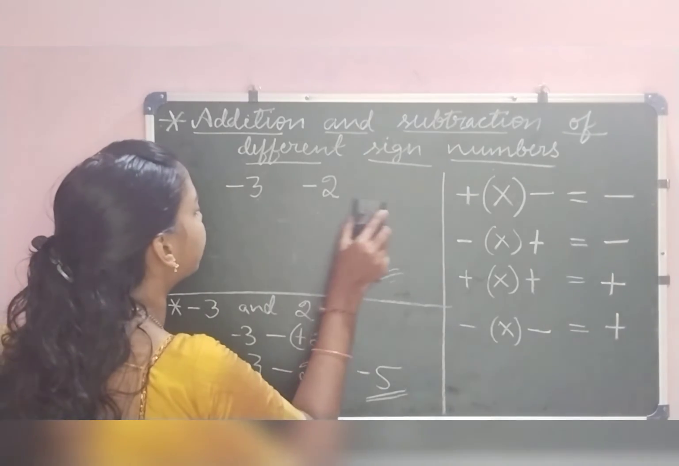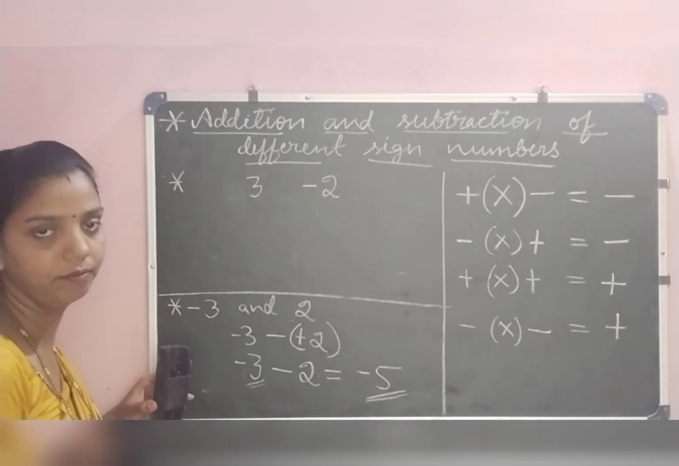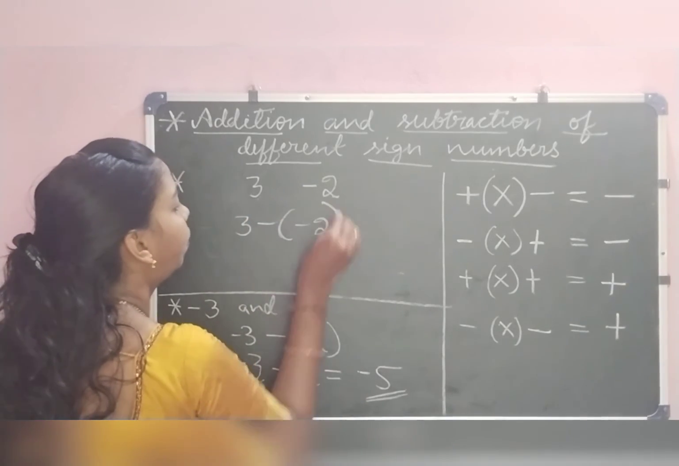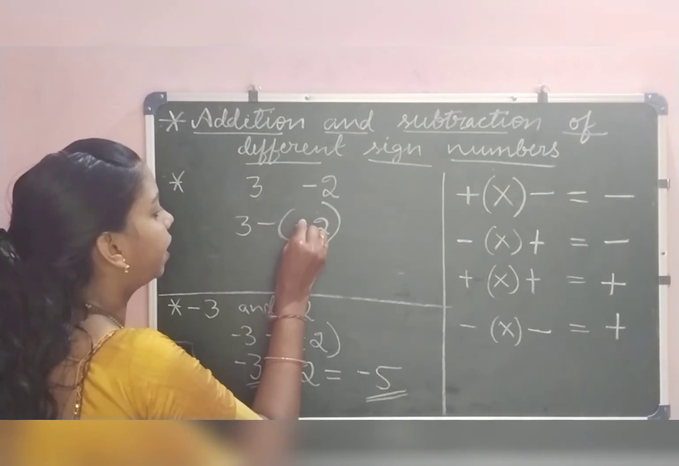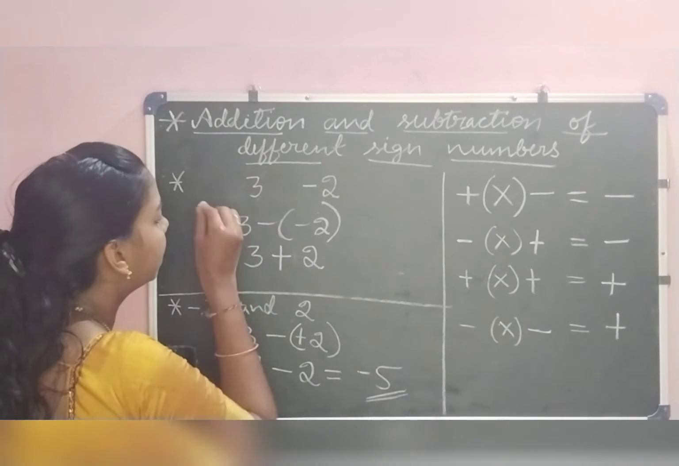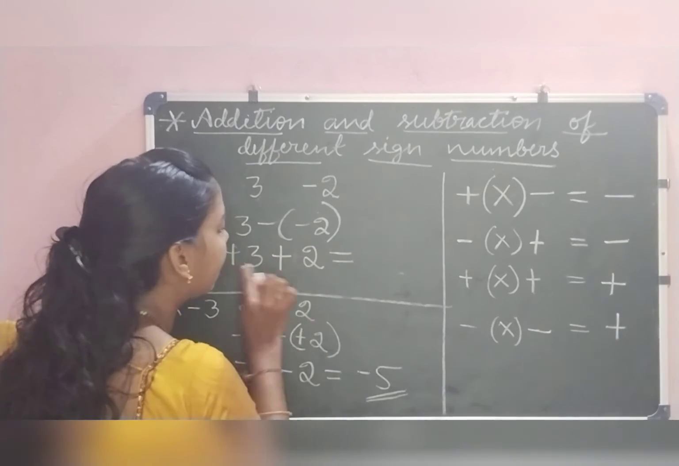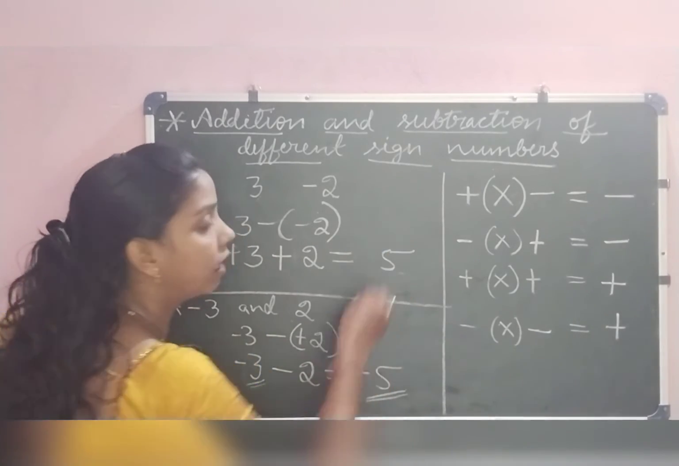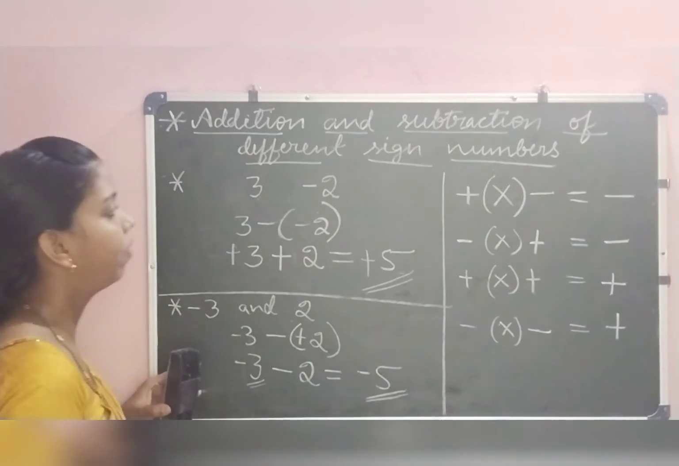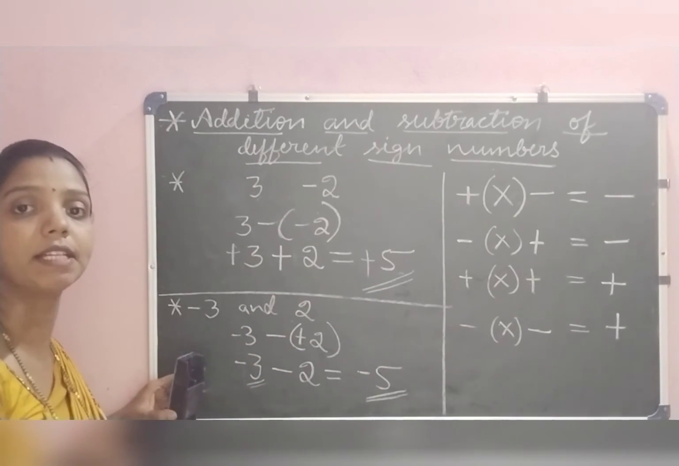Next one, I'm going to consider plus 3 and minus 2. Plus 3 and minus 2. In subtraction, 3 minus minus 2. That is easy. Minus into minus, same sign, that's why plus, plus 2. And this is 3. 3 means that is plus 3. So plus 3 plus 2, both are having the same sign. That's why you have to add those numbers. The answer will be 5. That is plus 5. So when you subtract minus 2 from 3, you will get the answer plus 5.